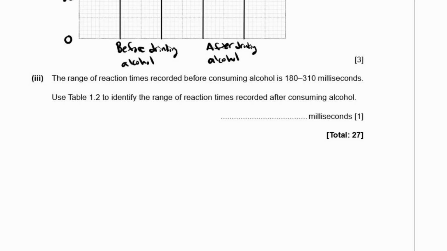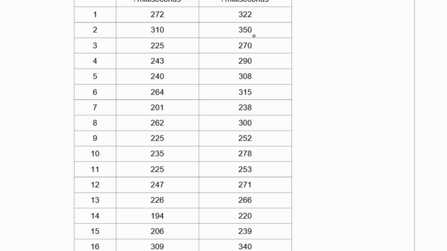3. The range of reaction times recorded before consuming alcohol is 180 to 310 milliseconds. Use table 1.2 to identify the range of reaction times recorded after consuming alcohol. So what we want to do is look through these numbers and look for the smallest number and look for the largest number. So if you look through this, 220 is the smallest number.